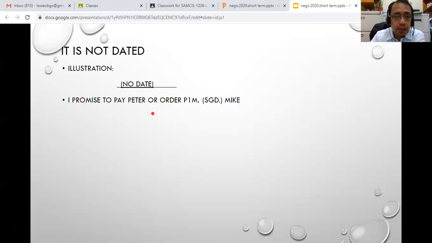So take for example, it is not dated. Illustration: I promise to pay Peter or order 1 million pesos, signed Mike. There is no date of the instrument, no date of issuance. Is this considered a negotiable instrument? The answer is yes, as we have said before, because if there is no date, under Section 17, third paragraph, it is presumed to be dated on the date it was issued. So if this promissory note was issued today, then you have to place the date September 15, because that's the date of the issuance of the instrument.